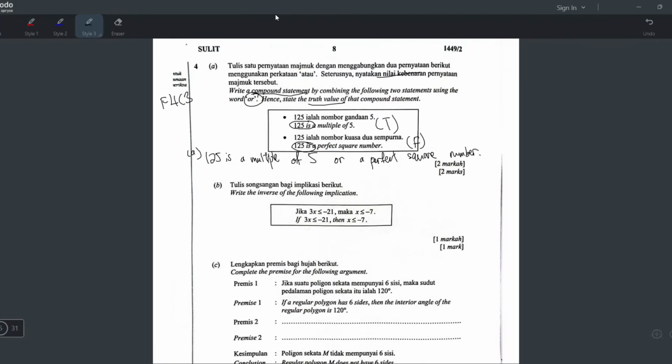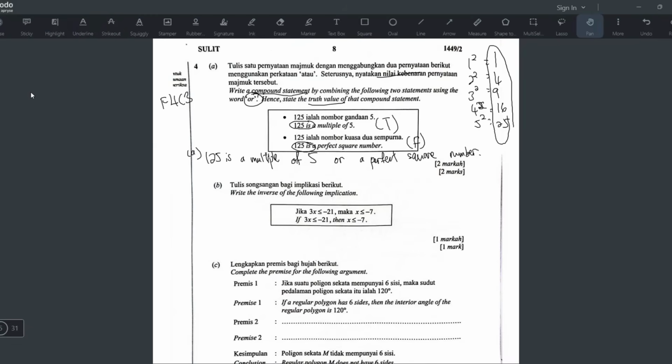Perfect square means a number whose square root comes out without decimals. So for example, 1 square, 2 square, 3 square, 4 square, 5 square. All right, 1 square gives you 1, 2 square is 4, 3 square is 9, 4 square is 16, 5 square is 25. So all these numbers that I circled here are perfect squares. And 125 will not be here. Because 6 square is not 125, 7 square no, 8 square no, 9 square no, 10 square no, 11 square no, 12 square no. Basically 125 is not a perfect square. And if you try to square root 125, it will give you a decimal. So that's why it's not a perfect square.